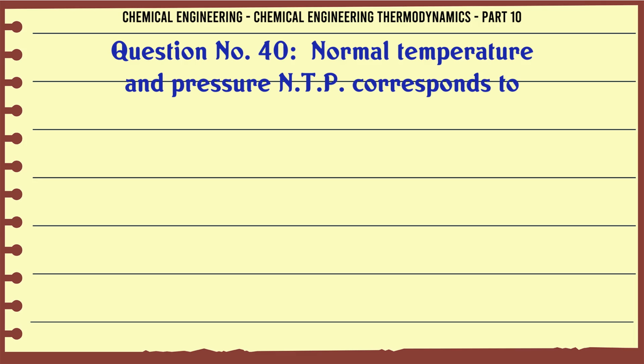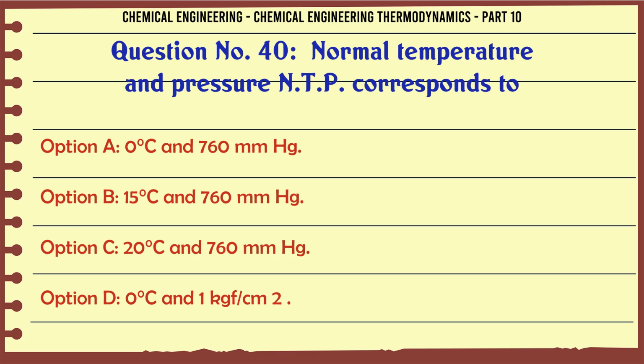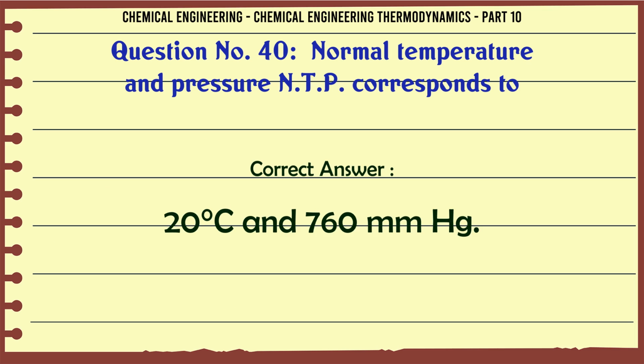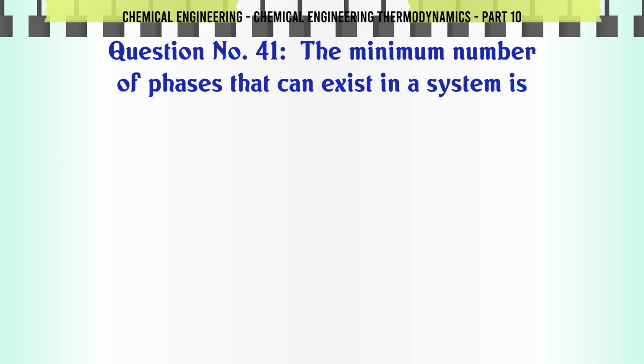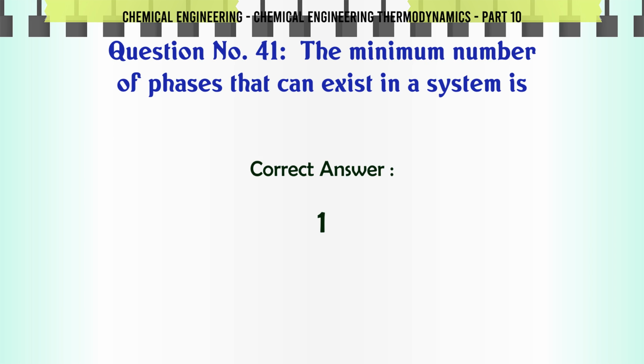Normal temperature and pressure, N.T.P., corresponds to: A. 0°C and 760 mm Hg. B. 15°C and 760 mm Hg. C. 20°C and 760 mm Hg. D. 0°C and 1 kgf/cm2. The correct answer is 20°C and 760 mm Hg. The minimum number of phases that can exist in a system is: A. 0. B. 1. C. 2. D. 3. The correct answer is 1.